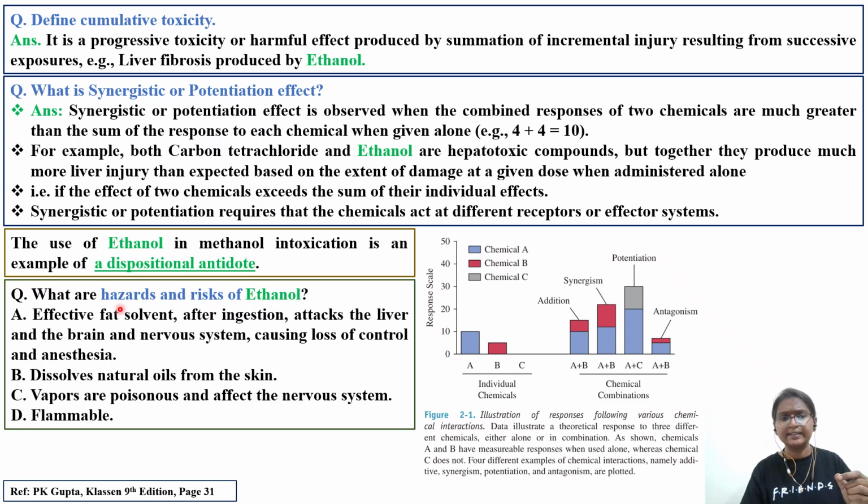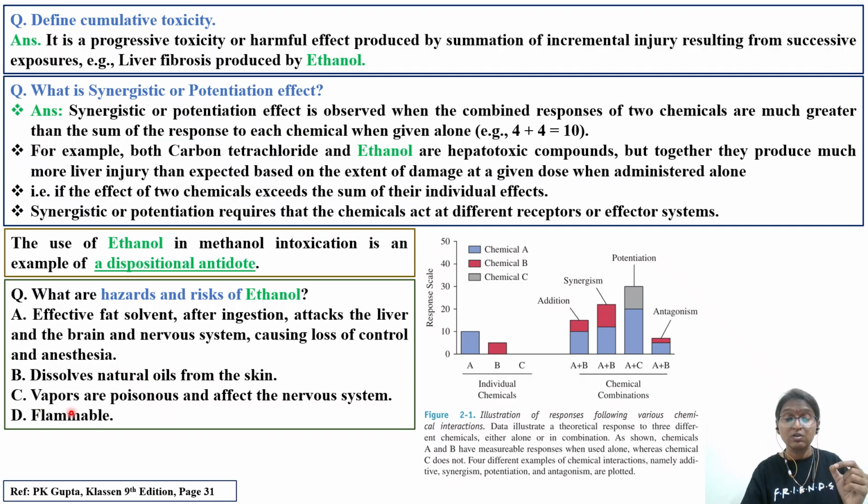Next, we'll see the hazards and risks of ethanol. We have listed here that ethanol is an effective fat solvent. If you take fat and dissolve it in alcohol, the alcohol will dissolve the fat. After ingestion it attacks the liver, the brain and the nervous system. So what are the target organs of ethanol? It causes loss of control and anesthesia, affecting motor coordination. Excess alcohol might cause anesthesia. It affects the heart and the liver, can cause cancer, that is tumors, and dissolves natural oils from the skin.